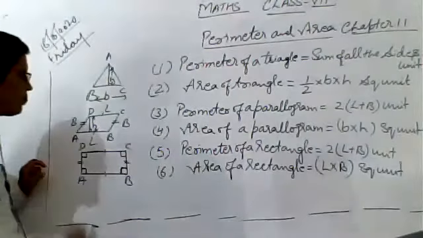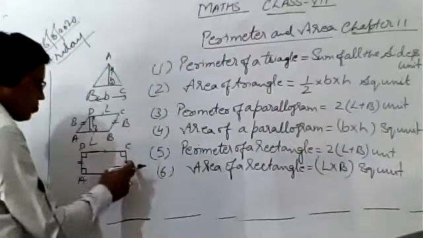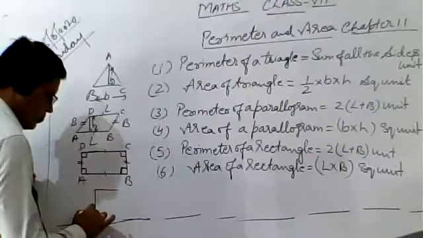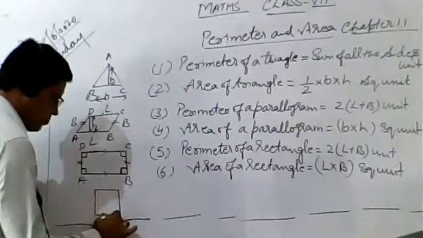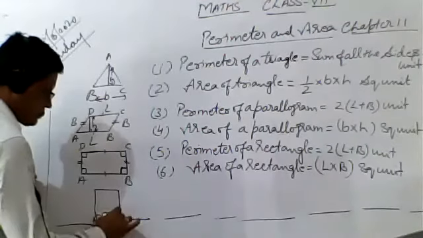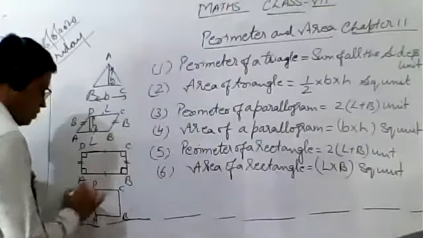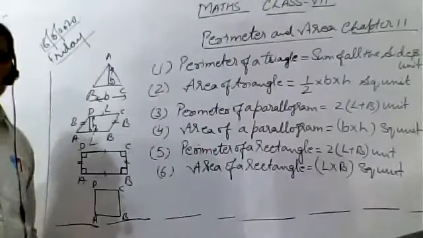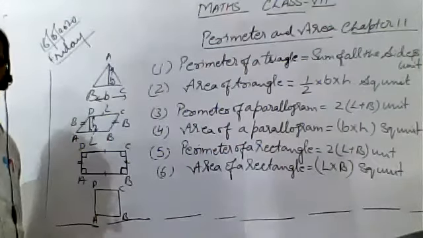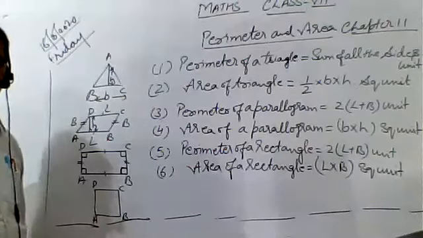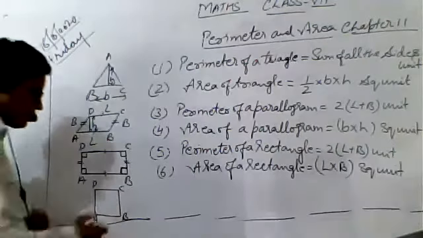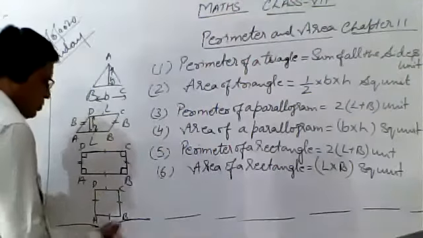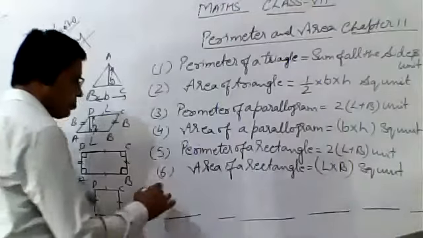Okay. Now my fourth figure is square. Here is the square, and the definition of the square is those quadrilaterals whose all the sides are equal, and the adjacent angle makes a right angle, and the diagonals bisect at right angle. They are called square. That means this side equals this side and this side equals this side. So we write the perimeter of a square.